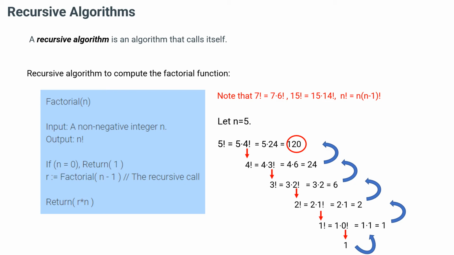So if we find the factorial this way, using this algorithm, we see that we are calling it over and over and over, and we have to get all the way down to n equals 0 in order for us to start returning things and then be able to eventually find the correct value for n factorial here.